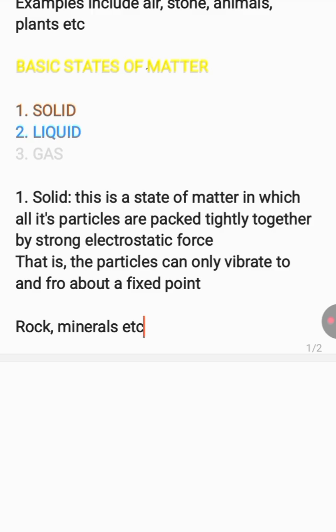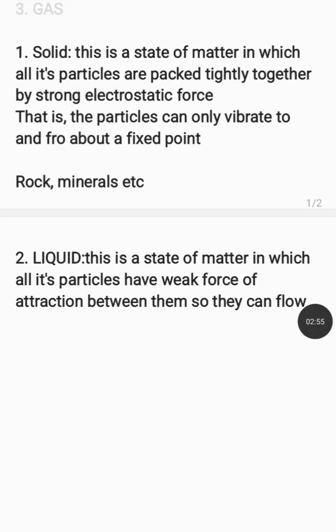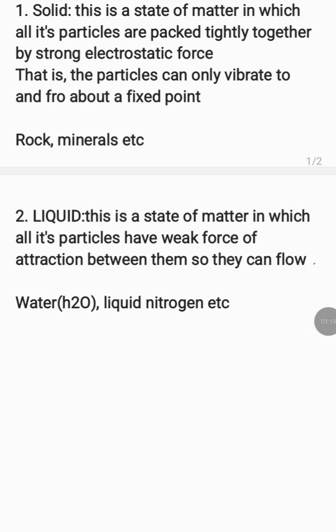The next state of matter is the liquid state. Liquid state of matter is a state of matter in which all its particles or molecules have weak forces of attraction between them. Therefore, they can flow and move slowly. Examples include water, liquid nitrogen, raindrops, sweat, urine, and so on. There are other types and examples of liquid states of matter. However, these will be given for now.